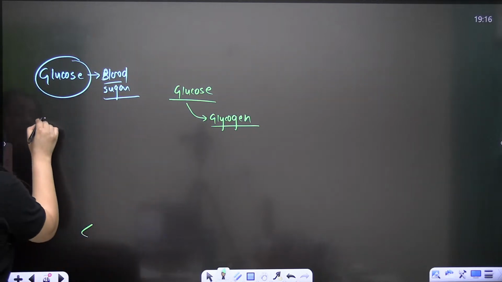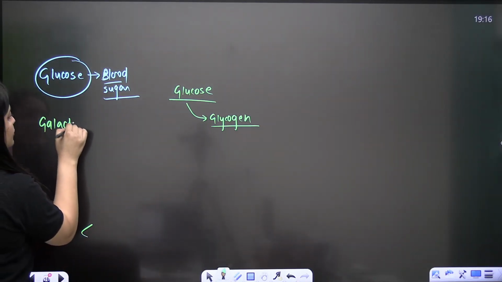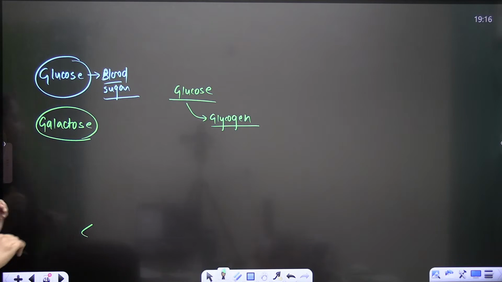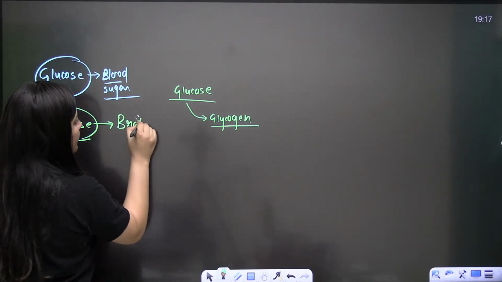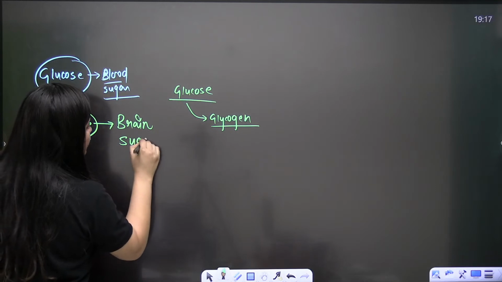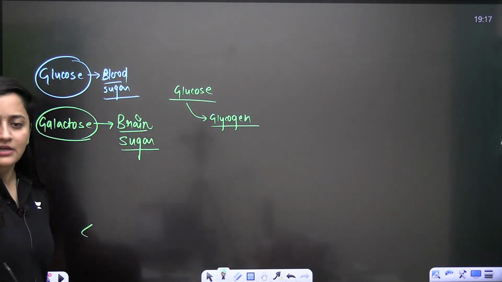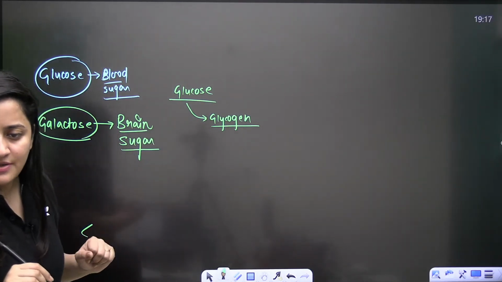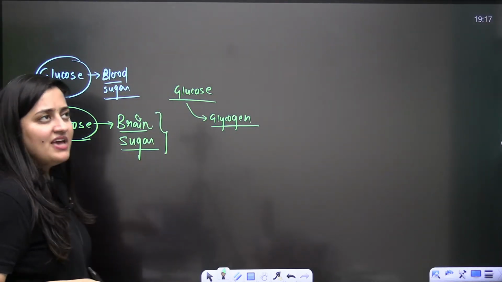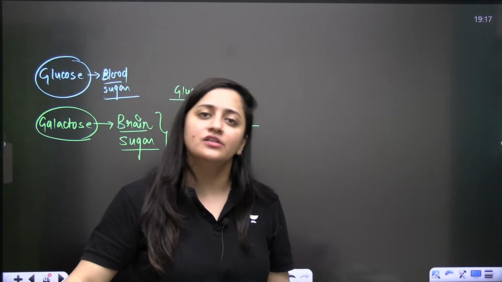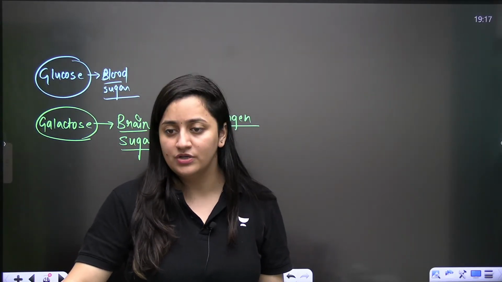Now when you talk about galactose, can you tell me something about galactose? Do you know it is the galactose which is the brain sugar? I thought I should share this information with you all. Many times when we ask the students which one is the brain sugar, they say glucose. No, it's galactose.